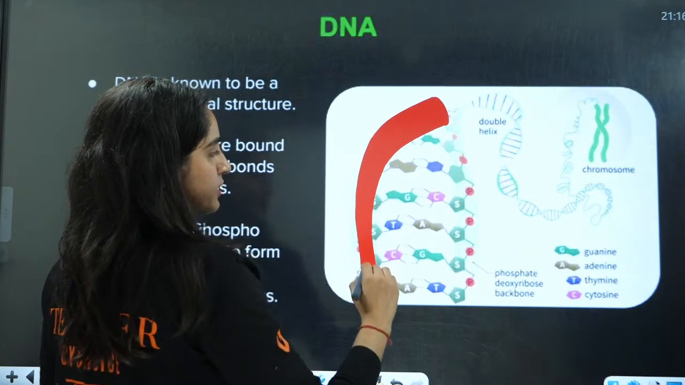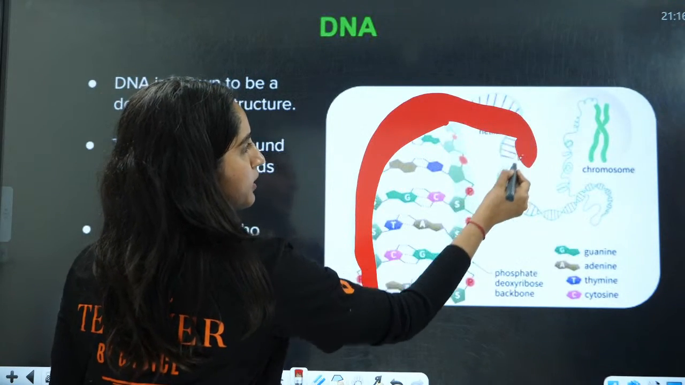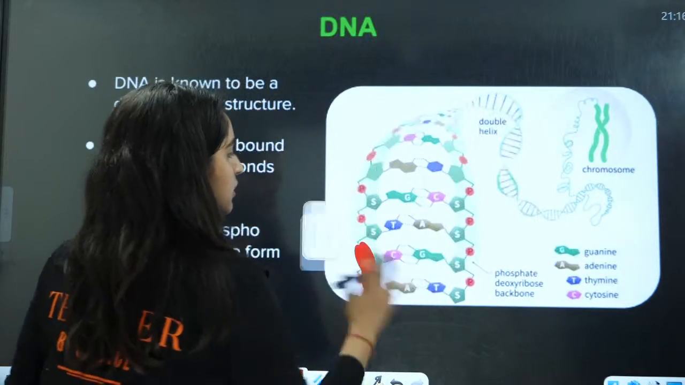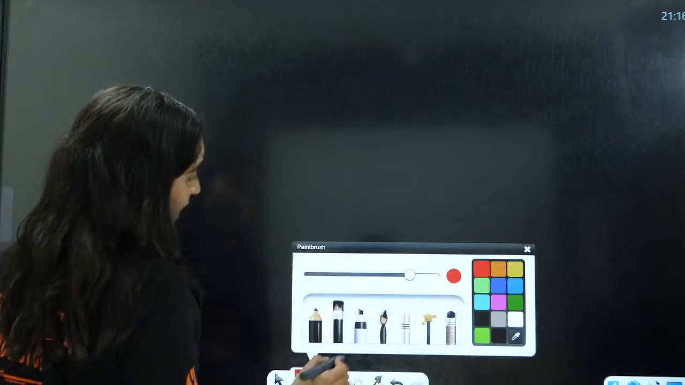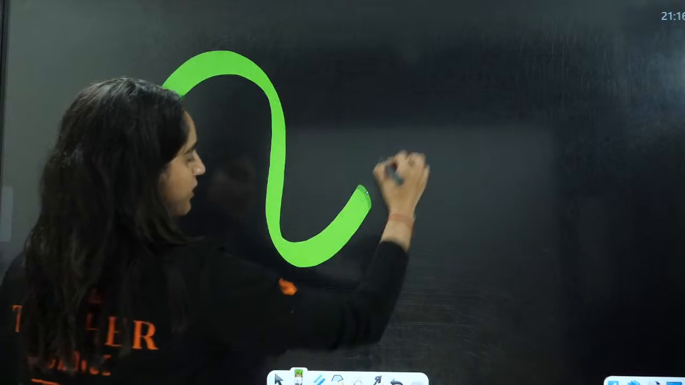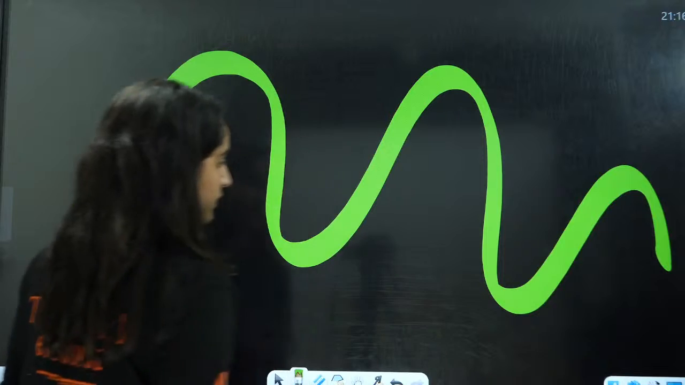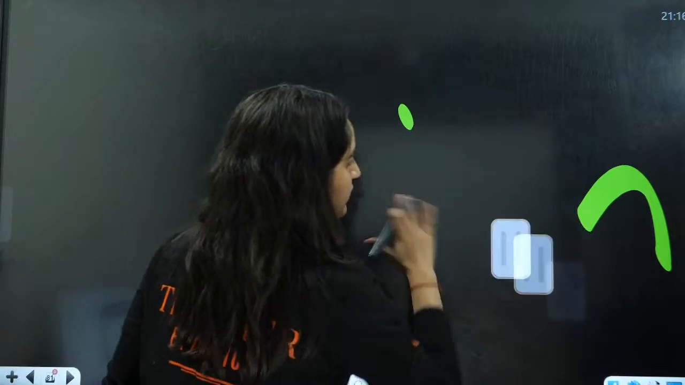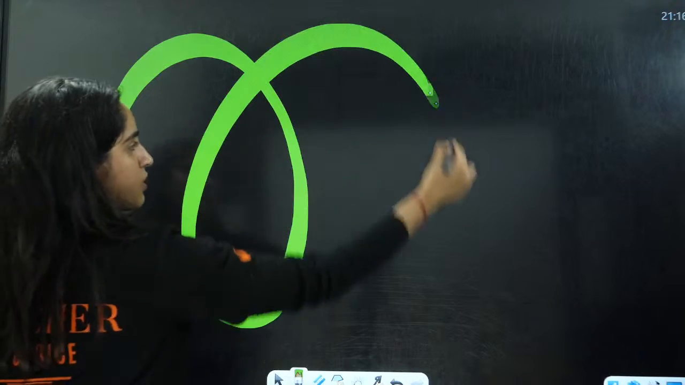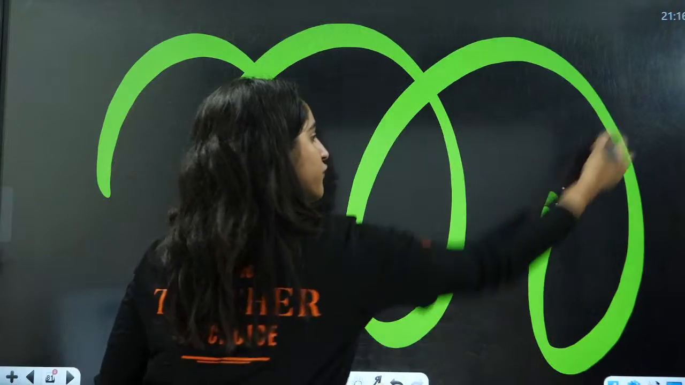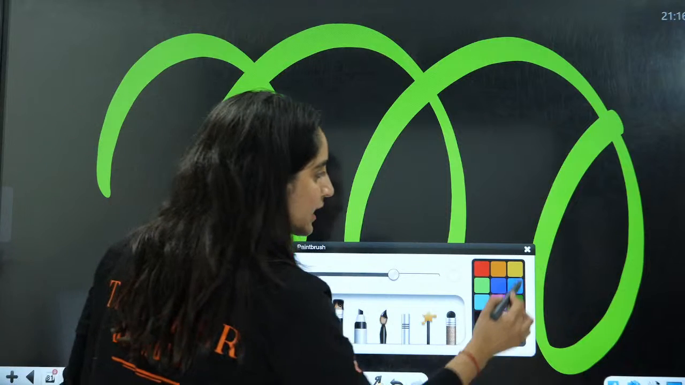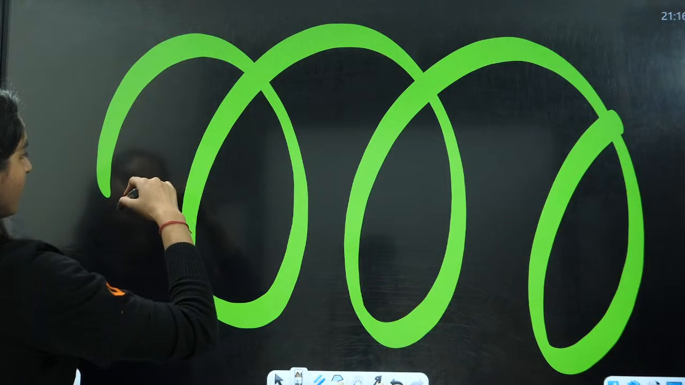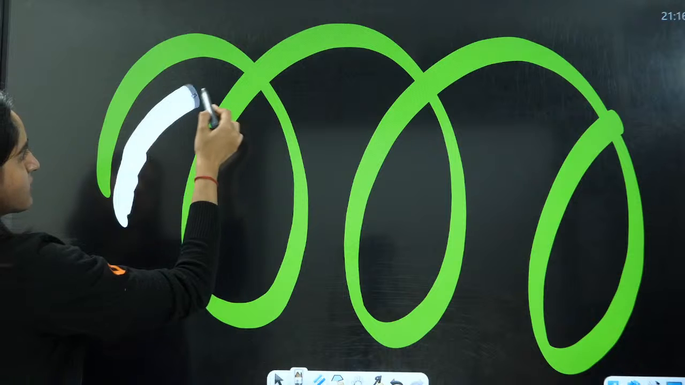It is going something like this. I'm going to draw it here because I find this very interesting. This is the first part here. Or you can draw it like this. In 3D, you can draw it like this. This is the first part, and the second part here. This is the double alpha helix.